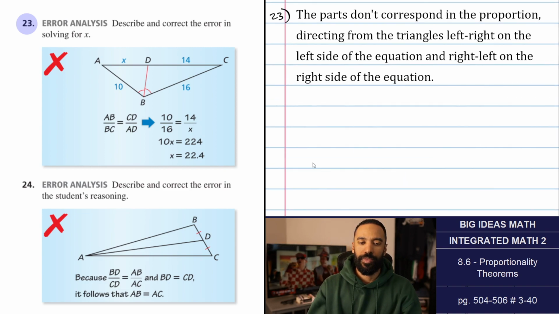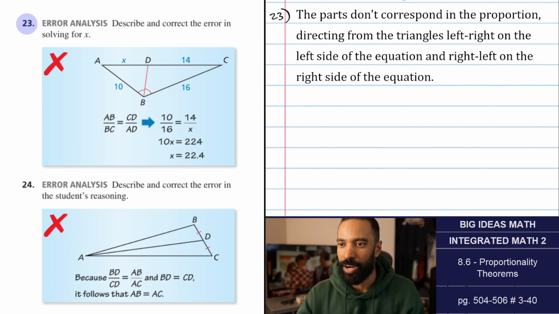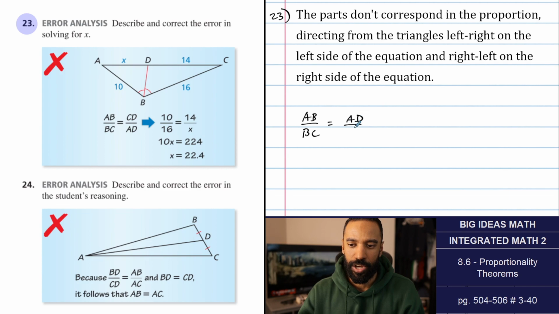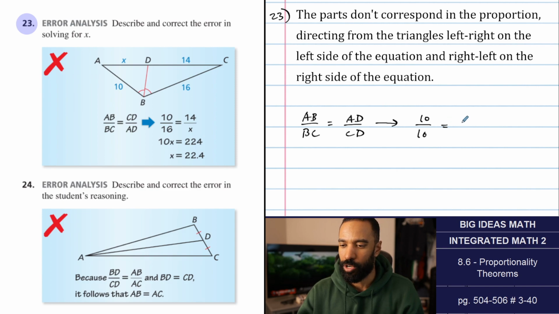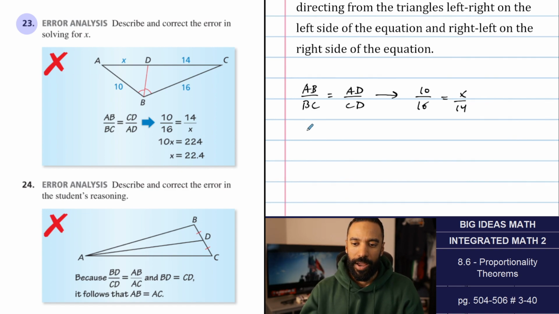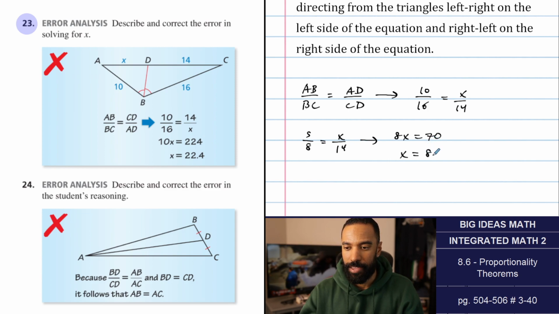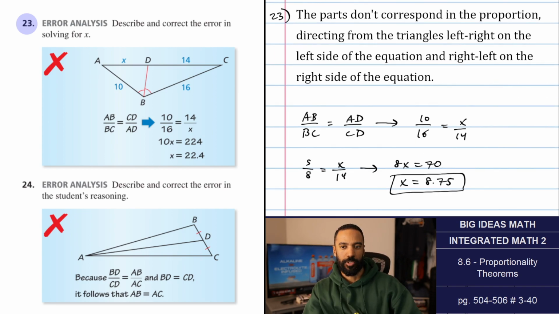Okay, so instead of doing AB over BC is CD over AD, we should be doing AB over BC. You can still do that. BC equals, but now AD over CD. Like so. So 10 over 16 equals not 14 over x, but x over 14. All right, 10 over 16 is 5/8. And 14 times 5 is 70. Divide by 8, x is 8.75, I believe that would be. All right, there's number 23.